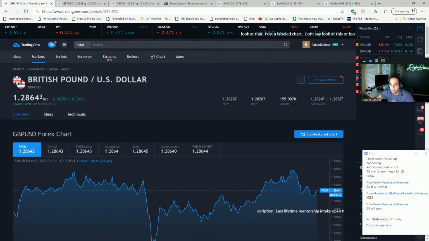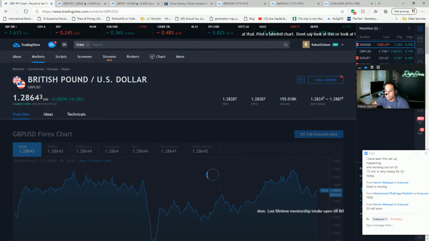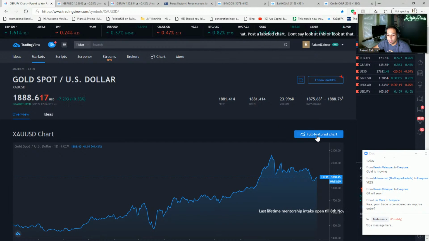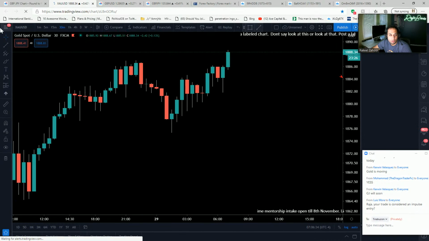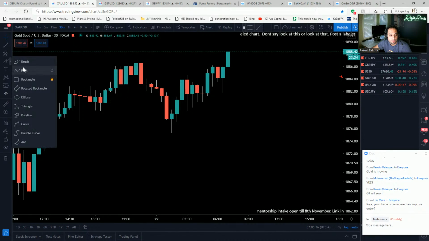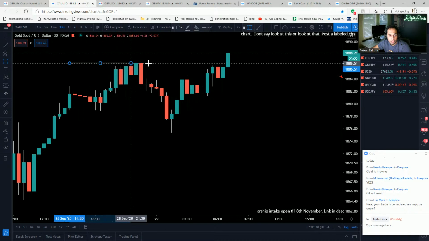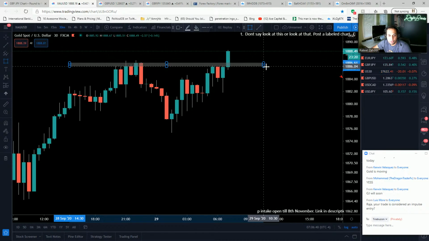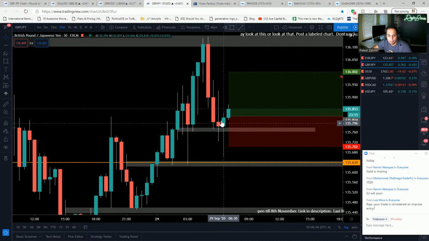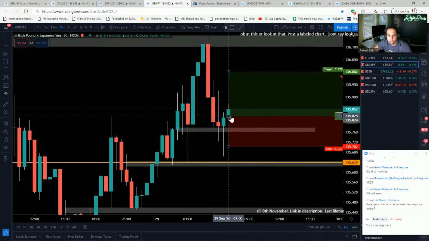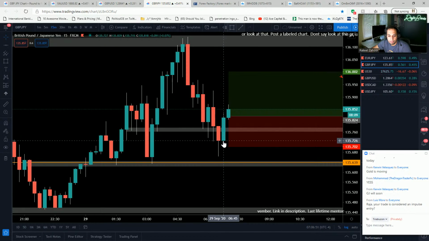GU, let's take a look at gold. Gold is reaching 1888 and 1889. Oh wow, we did break above here. Is your trade considered an impulse entry? No, it's not an impulse entry. It's based on the previous 30-minute candle closing bullish. So I took a buy, had my stop loss, and my stop loss is below this 15-minute right over here.